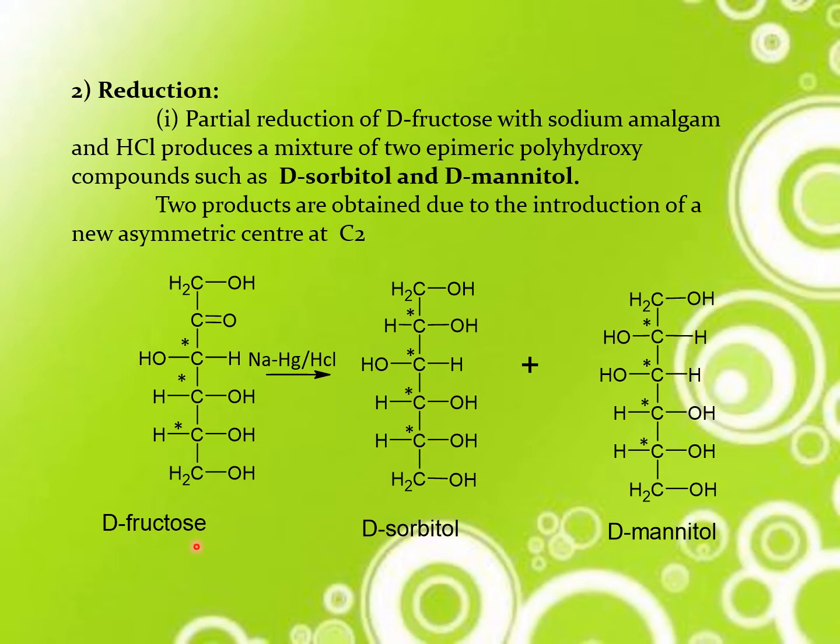D-fructose has 3 asymmetric carbon atoms at C3, C4 and C5. On reduction with sodium amalgam and HCl, here 4 asymmetric centers are formed. And here also 4 asymmetric centers are formed. If H is present at the left hand side and OH at the right hand side, it is called sorbitol. And if OH is at the left hand side and H is at the right hand side, it is called mannitol. Since the configuration differs at only the C2 position, these two compounds are termed epimers.